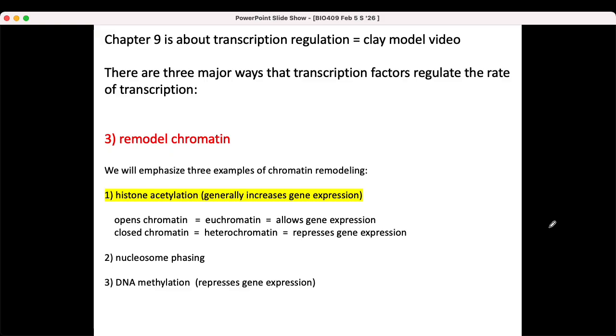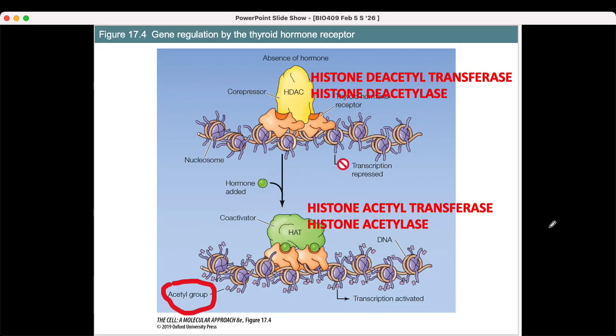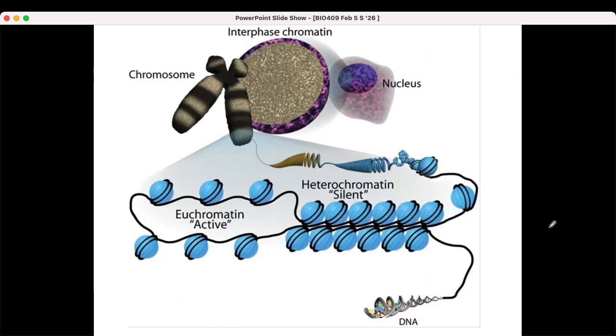Okay, so questions about that? Yeah? We refer to the packed histones as heterochromatin. So once the deacetylase is released and it's bound to the acetylase, what do we refer to the unpacking as? The terms are: heterochromatin is silent or closed chromatin, and active chromatin is open chromatin, or euchromatin. And that's after the acetylase binds.